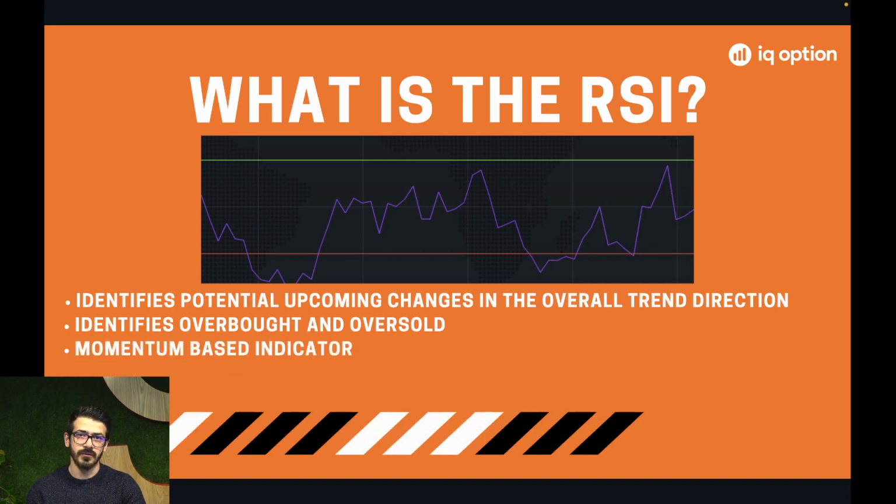It's a momentum-based indicator. Momentum means it reads the strength of the movement of the price action. Let's say it's in an uptrend: is it strong and going to continue, or is it a strong downtrend, or is it weak? This is what they mean by momentum, whether the strength is going to continue in the same trend or reverse.